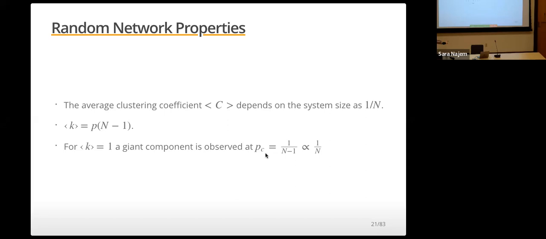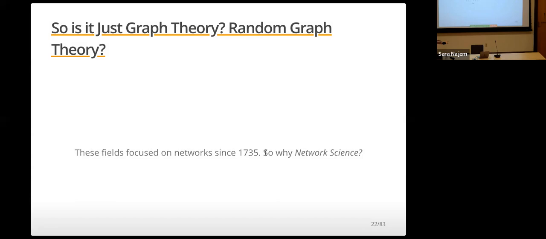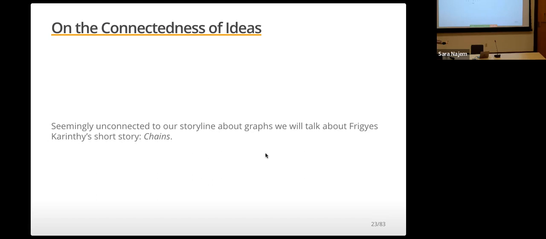So questions of that form started being answered past the inception of the random network construction by Erdős and Rényi. So I will ask whether this is just graph theory. I mean, these are things that have been on the table since the 1700s, so why talk about network science? To answer the question, I'm going to talk to you about some seemingly unconnected chains of ideas, and then hopefully at the end, close it back to why network science is somewhat of a standalone theory.